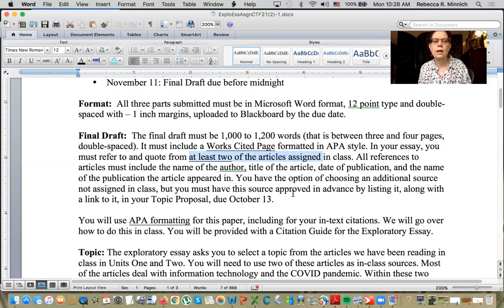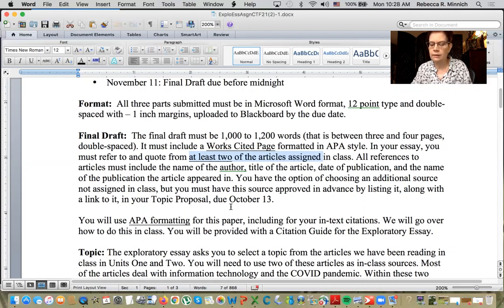So start to think now about which topics and subjects and questions raised in the articles are most interesting to you, because you should be thinking now about the topic of your exploratory essay. What do you want to write about? All right, so start thinking about that.